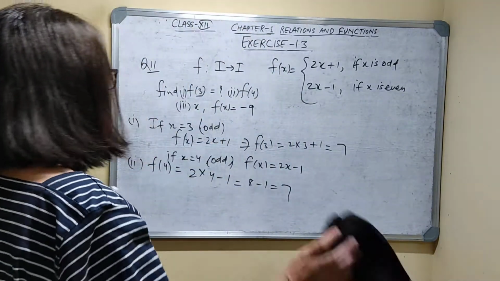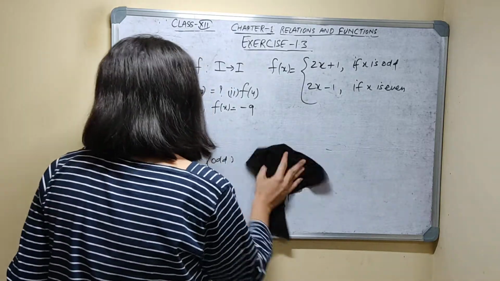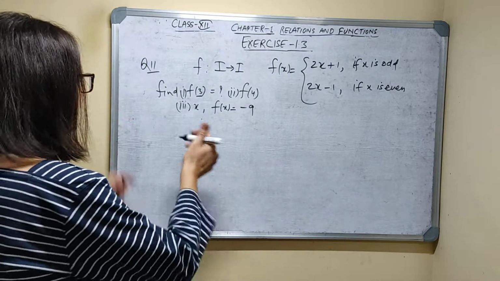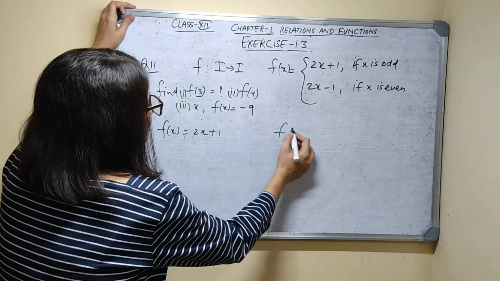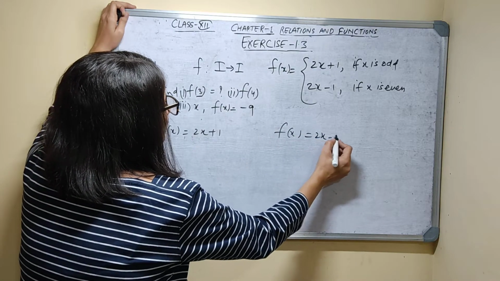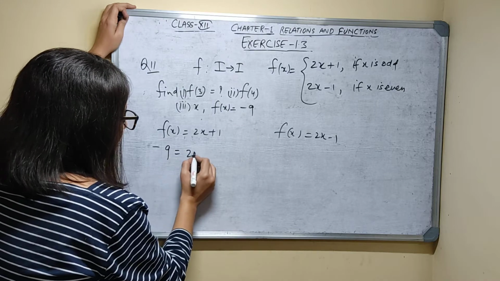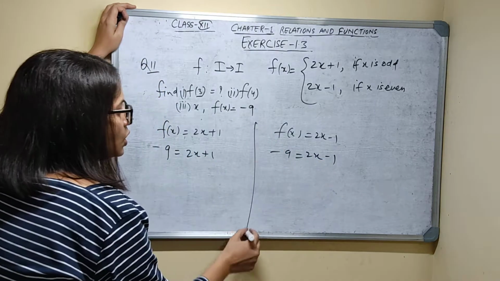Now third part, you have to find the value of x if f of x is equal to minus 9. You know the function f of x is equal to 2x plus 1 and also f of x is equal to 2x minus 1. So I have to put minus 9 here also and minus 9 here also. So you will get two values of x.